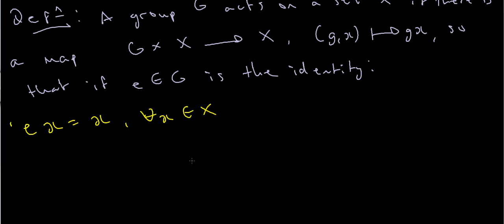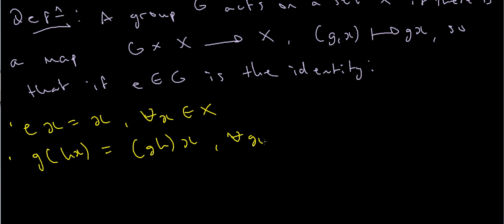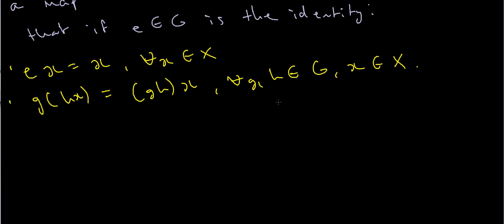So what's our second condition? Our second condition says that if I've got g and hx, then that's the same thing as doing gh of x. When I write gh next to each other, that means I do h first and then g. And that's true for all g, h in G and x in X. This definition might look a little bit abstract at this point, so it's best to illustrate this with an example.